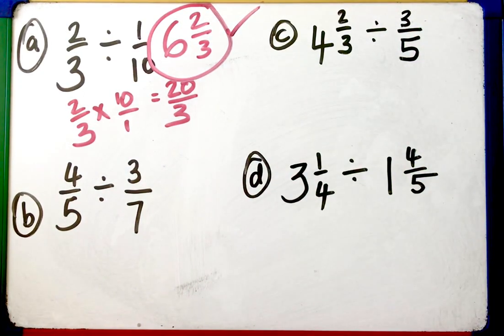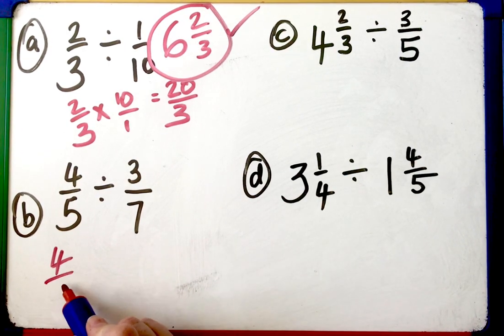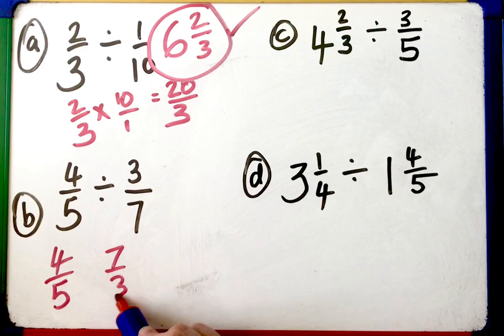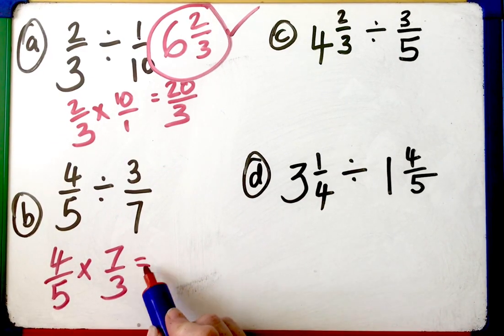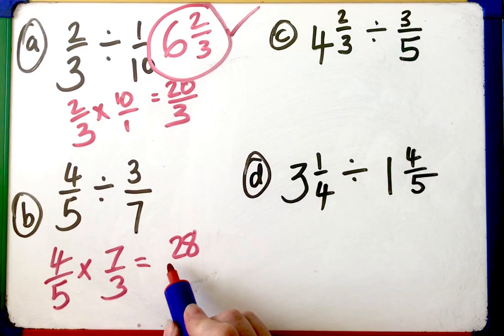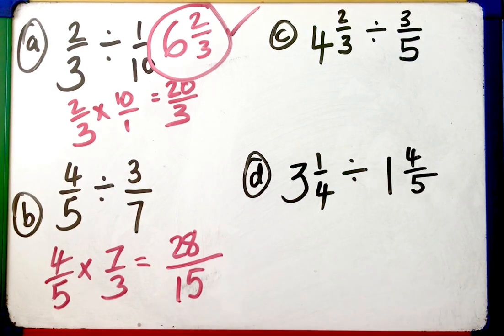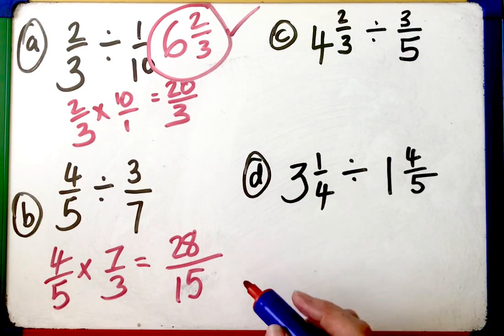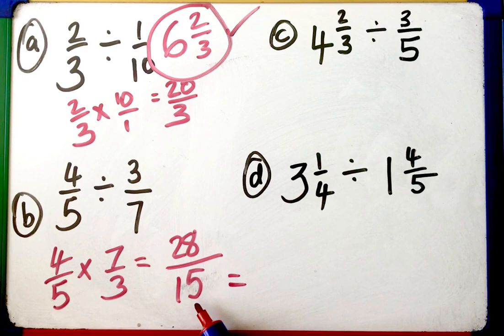Hopefully you've got that correct. Let's look at part B. Keep it, invert it, change it. So I have 4 7s are 28 over 15. Improper fraction, change it to a mixed number. 15 times 2 is 30.